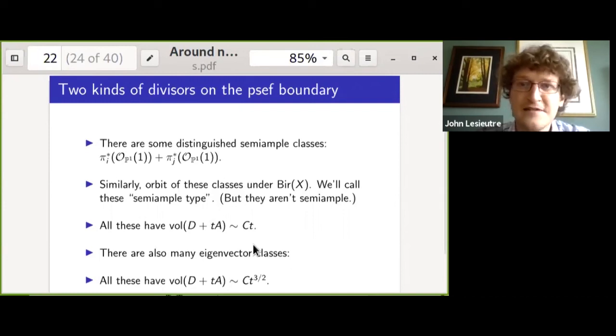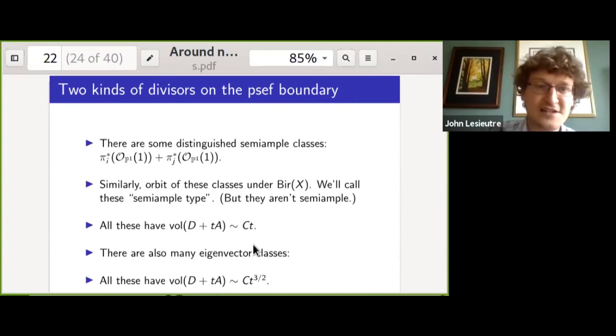Is this good? Let me show you these pictures. So here's what we're going to do. The Picard rank of this is 4. It's hard to plot, but I can take a compact slice of the pseudo-effective cone, and that's now going to be some convex 3-dimensional body. So that's what I've drawn here.